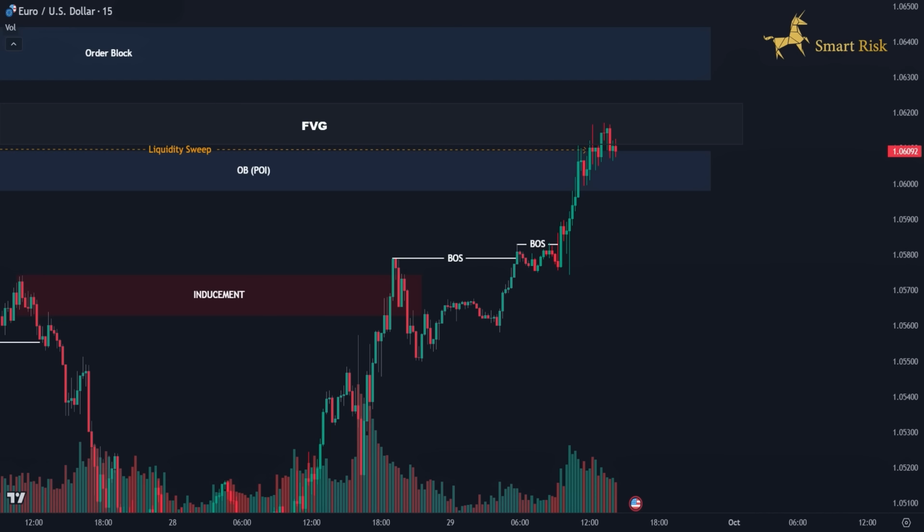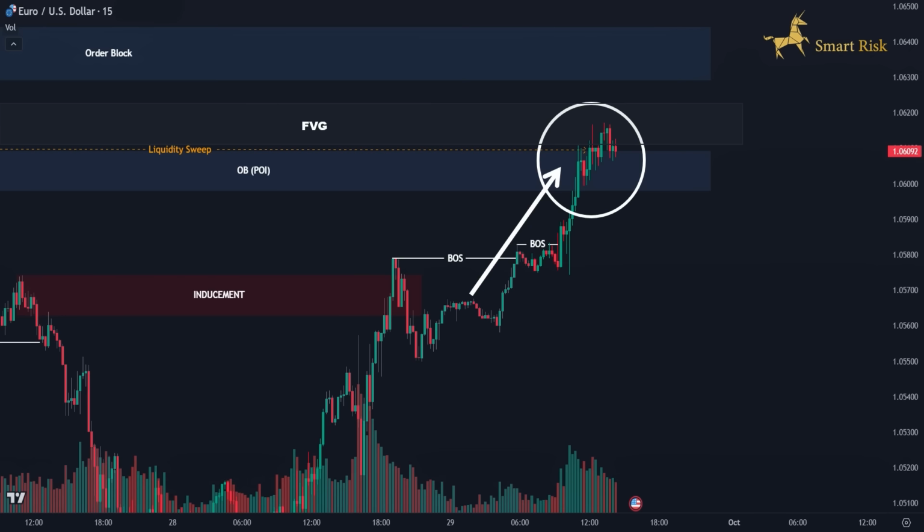Now we have the 15-minute chart on the screen. As you can see, the price created bullish BOSs until it reached the order block, sweeping the liquidity accumulated above it. We see that after filling the upper 1-hour fair value gap, the price reversed direction to the downside and entered into a distribution phase inside the higher timeframe's point of interest.